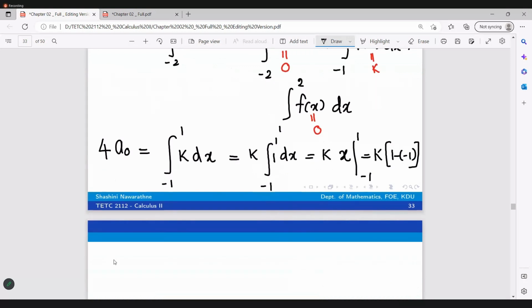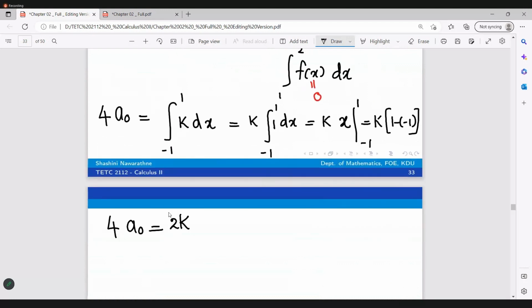So we have obtained 4 times a naught is equal to 2k. And then we need to divide both sides by 4. So a naught is equal to k over 2. So with that we can obtain the first Fourier coefficient.